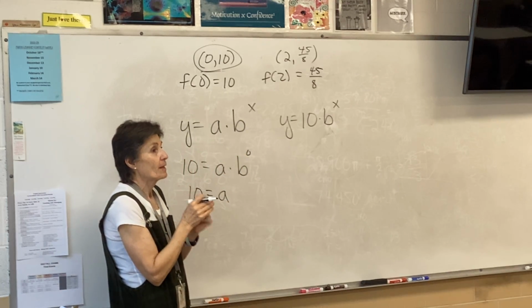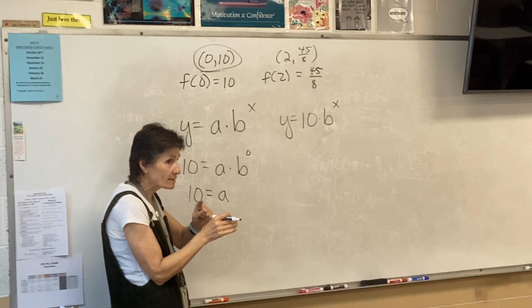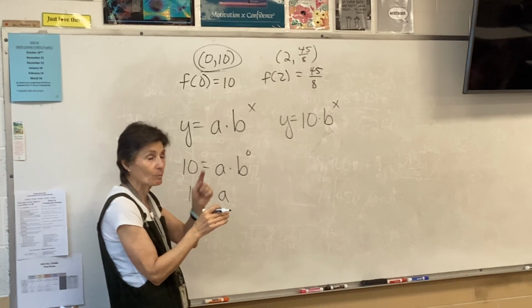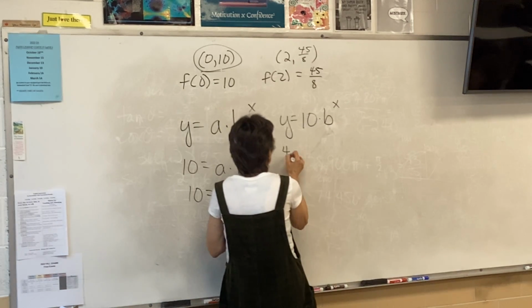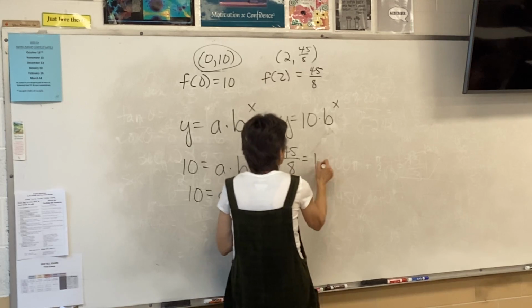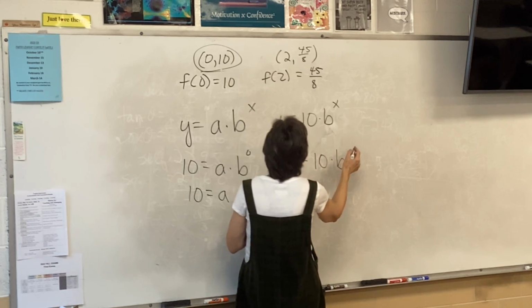And then plug in the other point. Come on now, this sounds familiar. We're going to plug in the other point. So 45/8 equals 10 times B to the second.